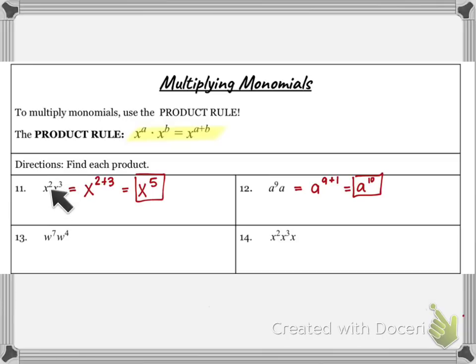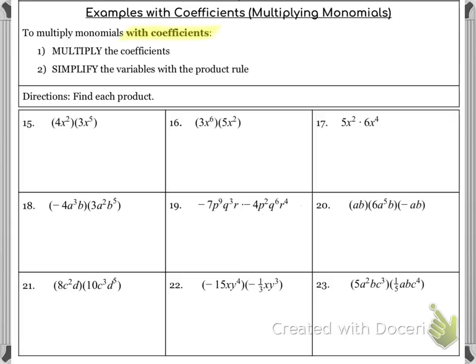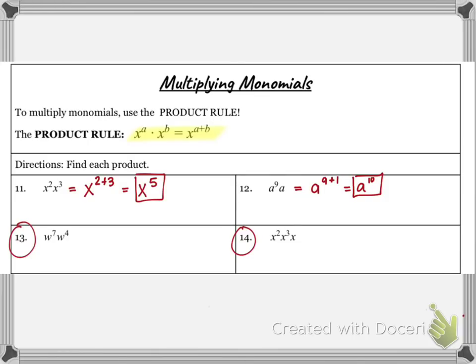So here, x squared times x to the third, you add them together, x to the fifth. A to the 9 times a to the first power, a to the 10th. W to the 7th times w to the 4th power. What do you think we're going to do with 7 and 4? We're going to add them and write that answer. So I'm going to have you guys do number 13 and 14, okay? So you're doing the same thing. Try the product rule.